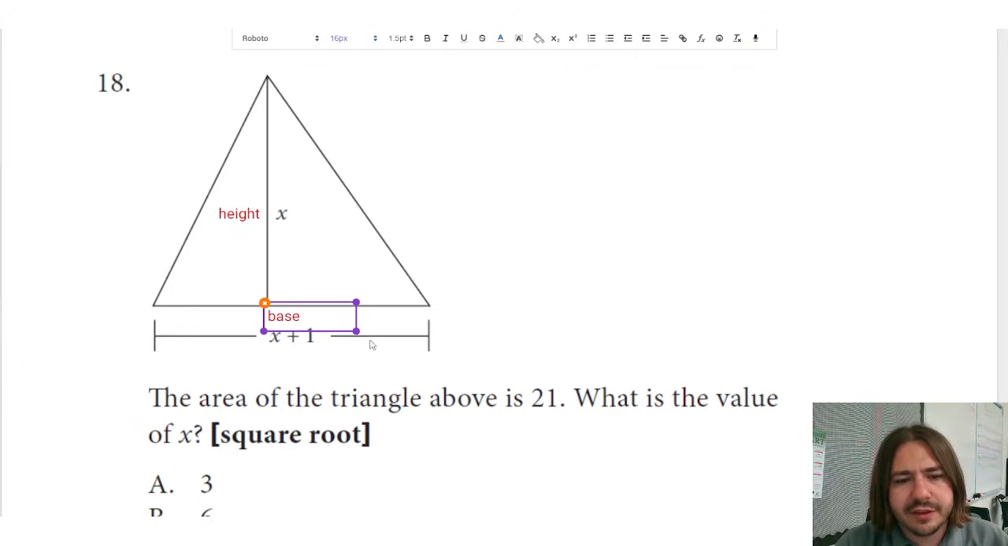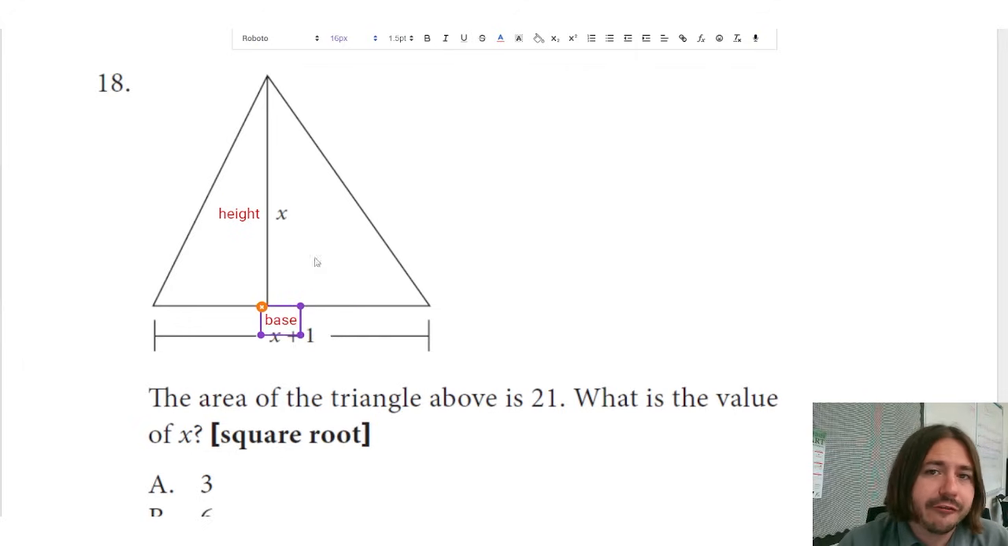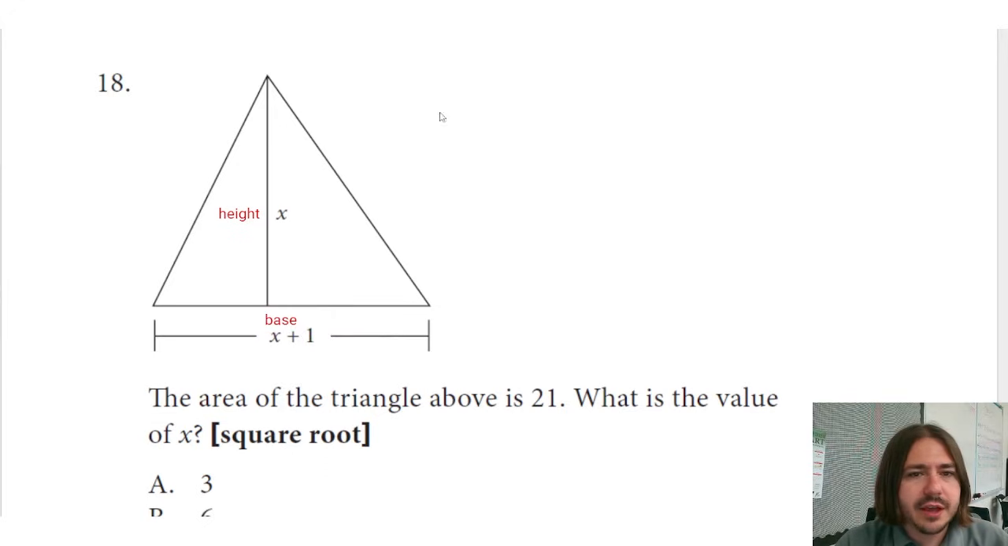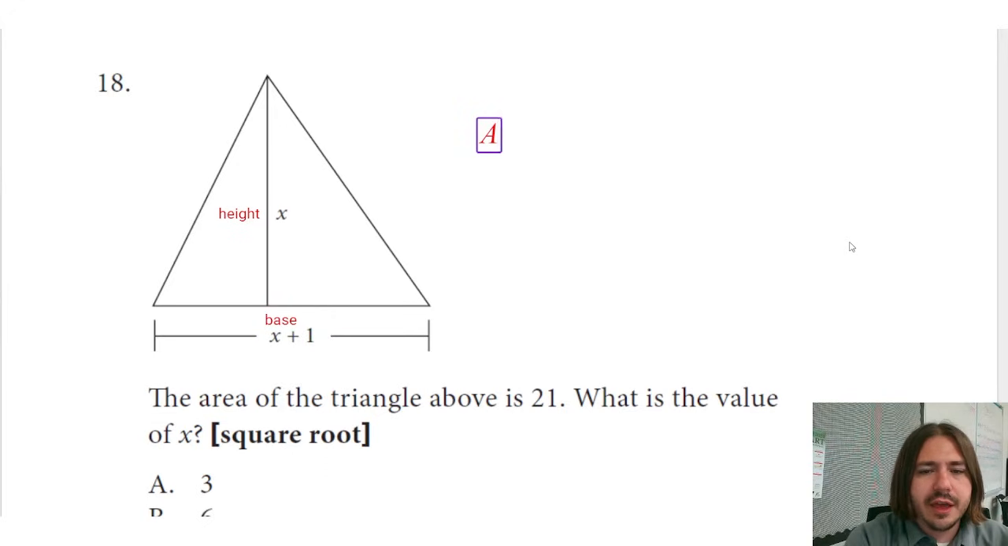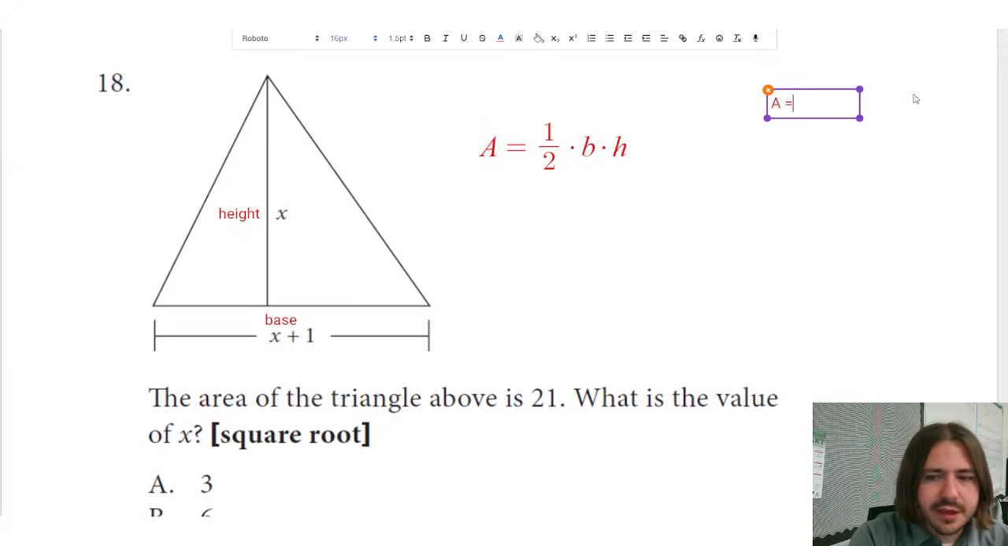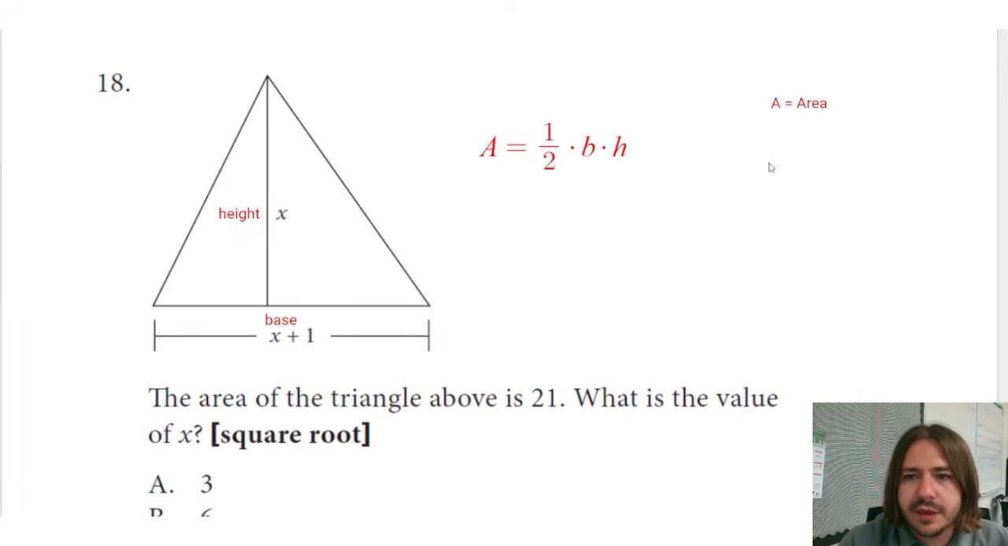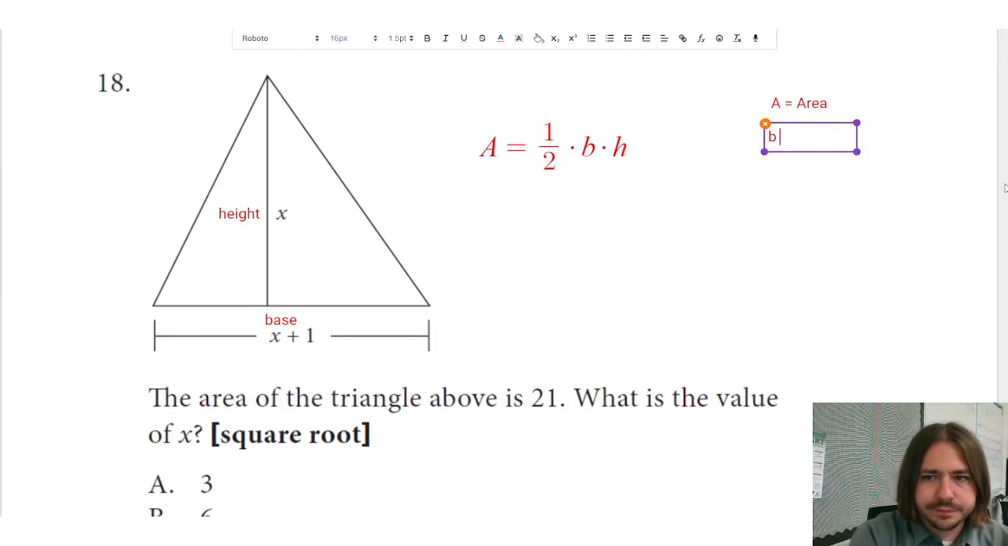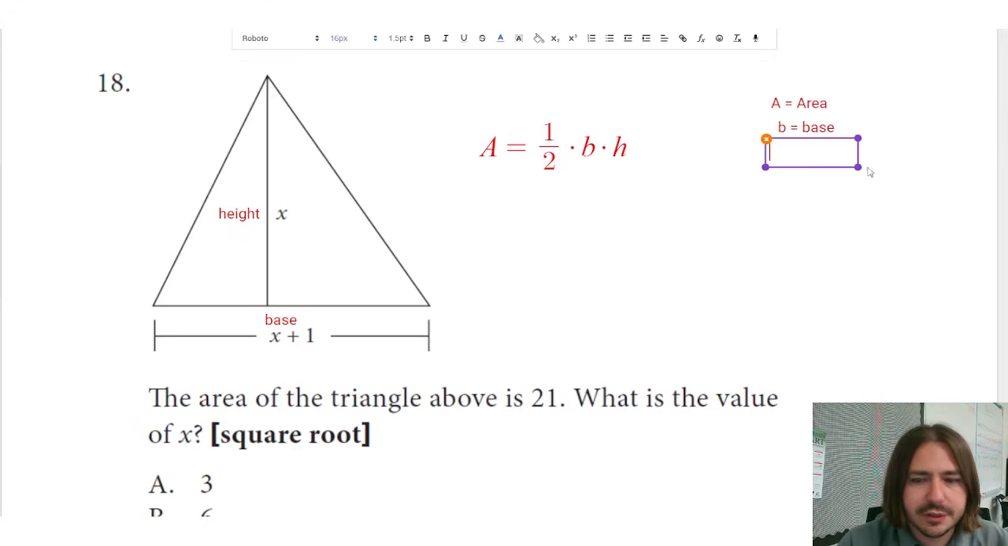So to answer this, we really need to know how to find the area of a triangle, and that formula is going to be given here. Area equals 1/2 times the base times the height. Okay, and just to be very clear here, A is the area, B is the base, and H is the height. I don't want to have any ambiguity here.